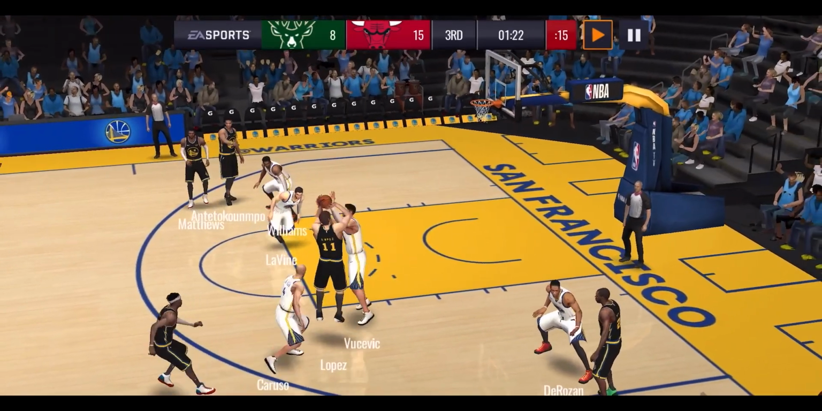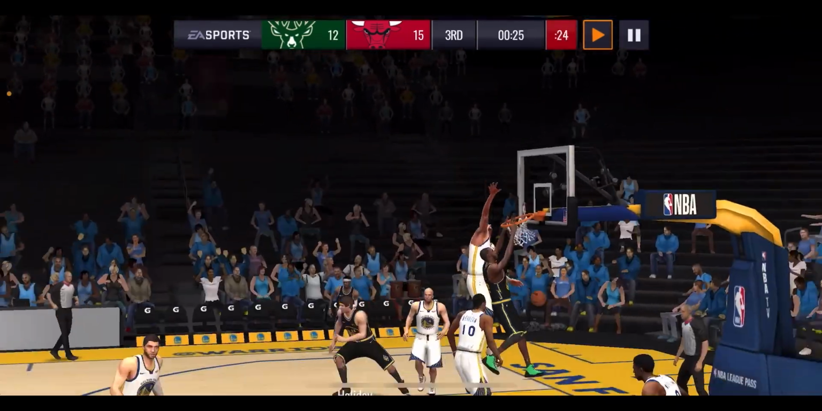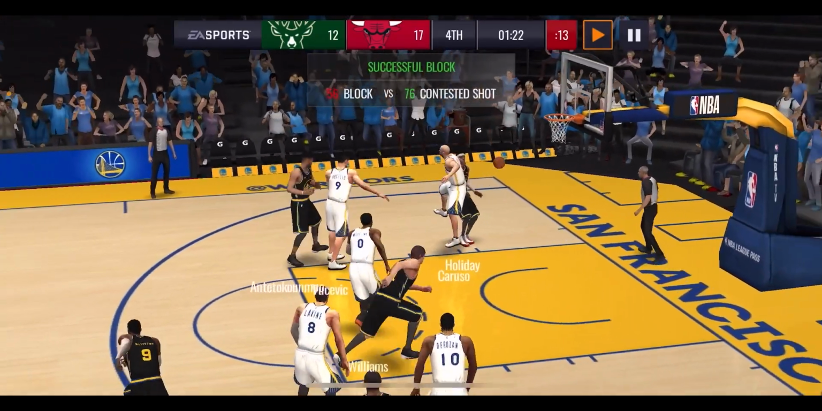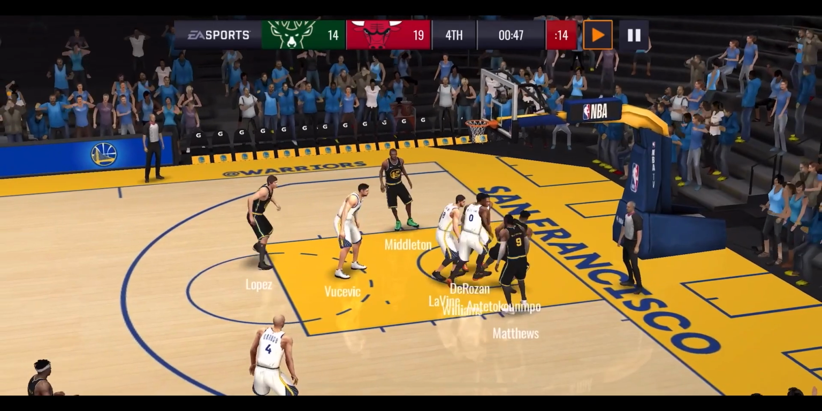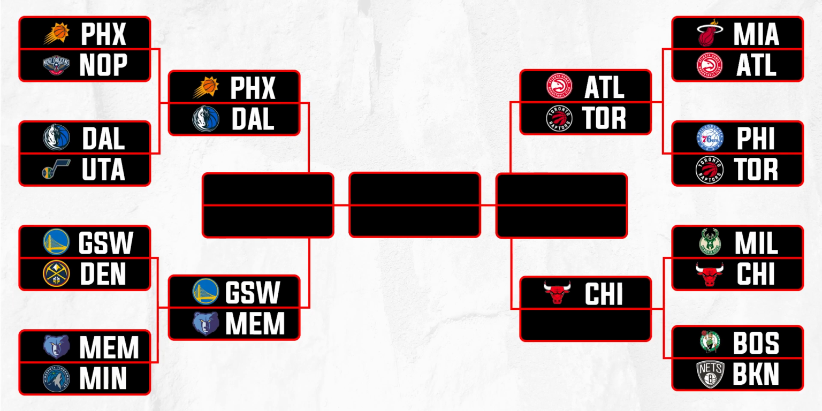The previous champions are looking a bit shaky, and they were on the ropes against the Bulls as they kept the lead going 15-12 going into the fourth quarter, and it was more of the same. The Bucks never really made a push to try and get back at the Bulls, and it ended off a 21-16 win for the Chicago Bulls. So they move on to round 2.